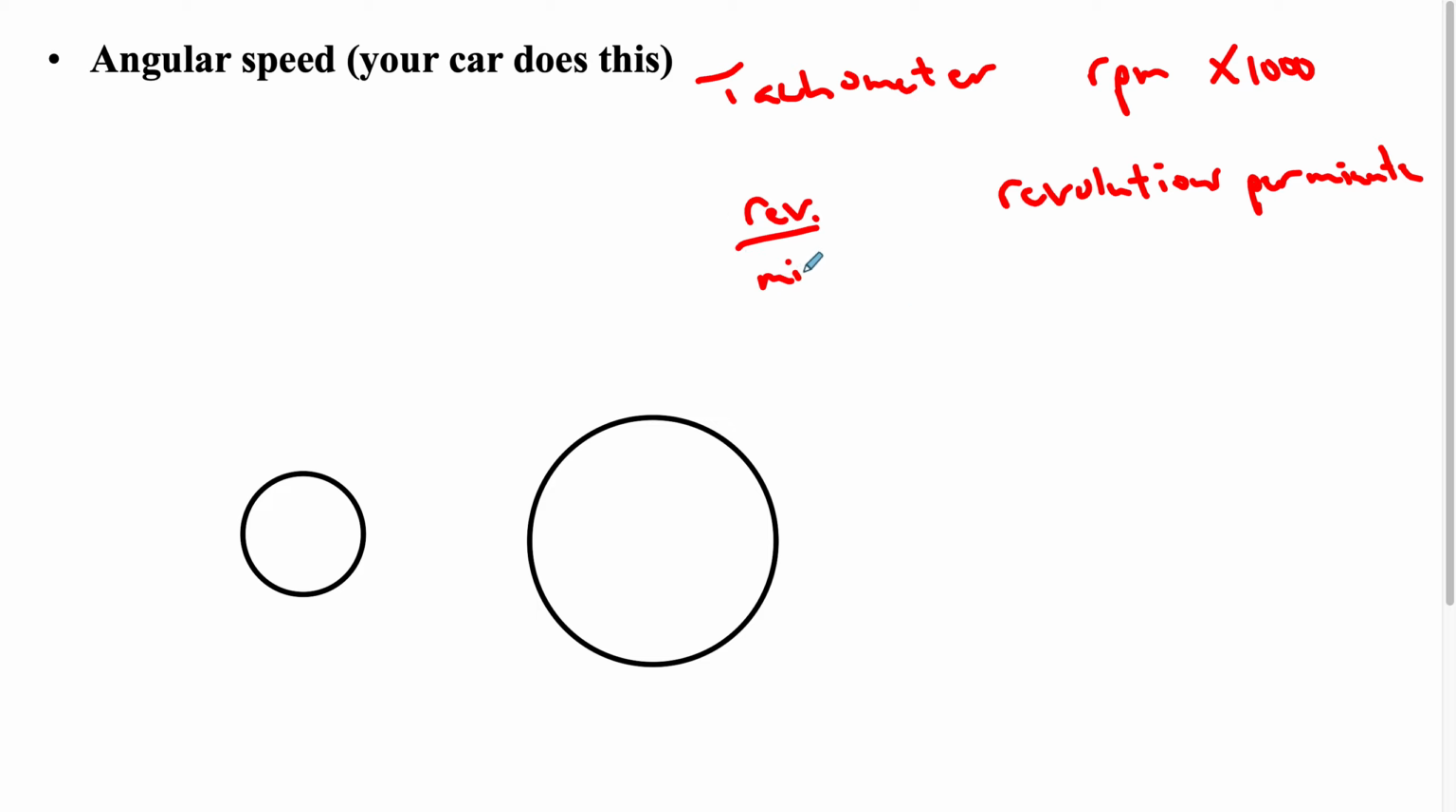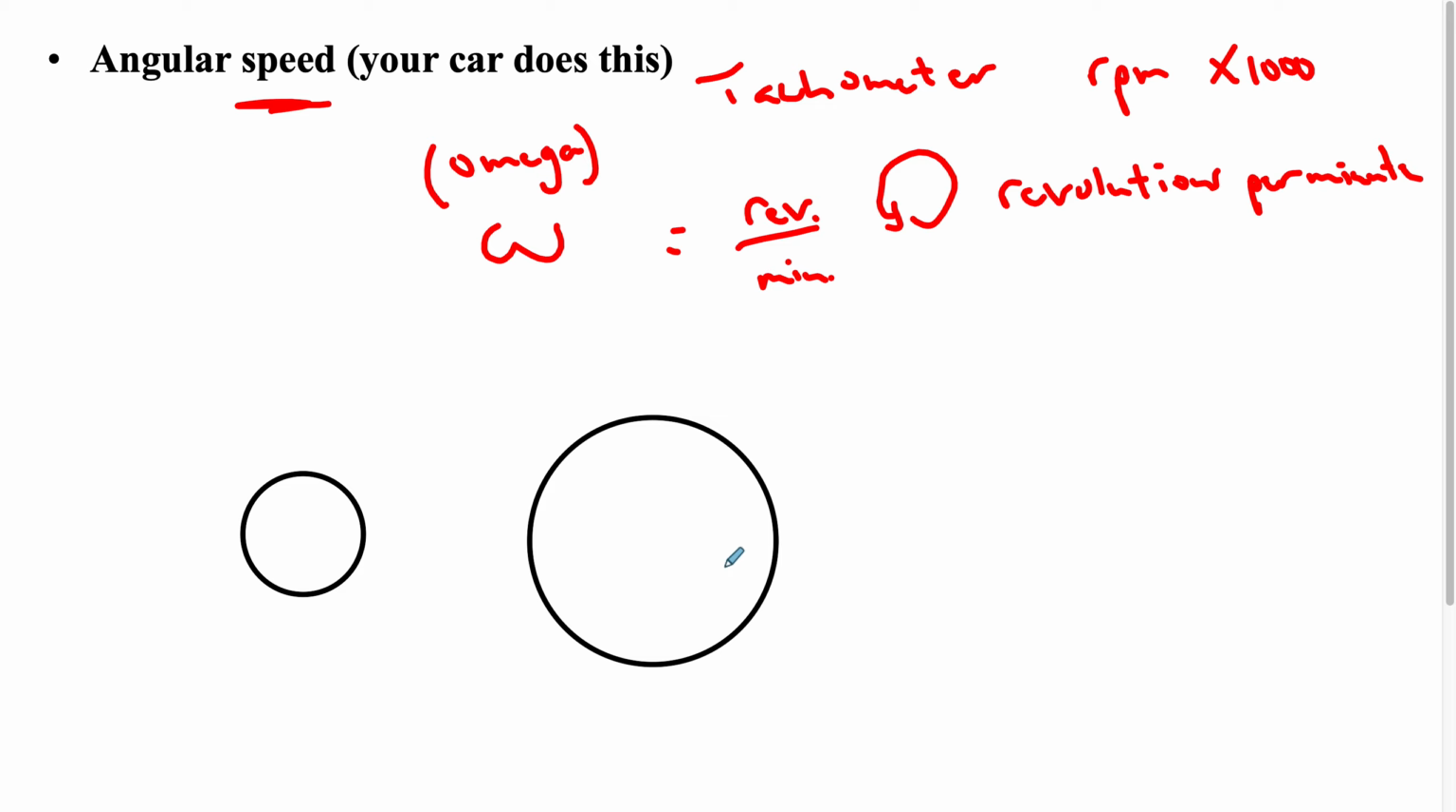Revolutions per minute, if we abbreviate, right? A revolution would be once around, okay? And this is considered to be an angular speed. And this is not a W, it is an omega, which stands for angular speed. So an angular speed is how fast something is spinning.